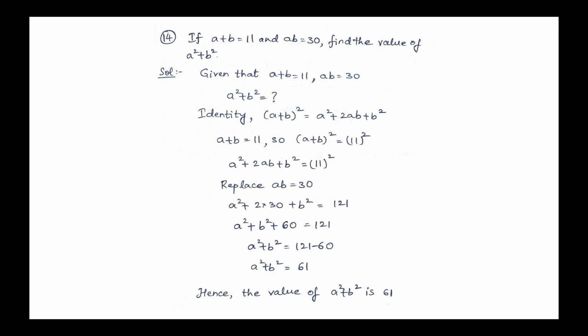We know that ab = 30. So, let's replace ab with 30. So, that's a² + 2 × 30 + b² = 121. a² + b² + 60 = 121. a² + b² = 121 − 60. a² + b² = 61. Hence the value of a² + b² is 61.